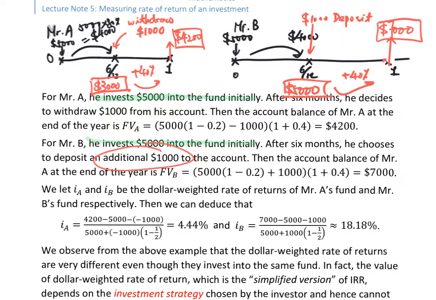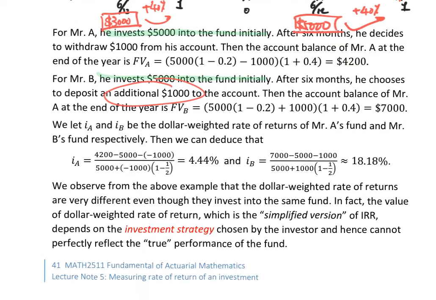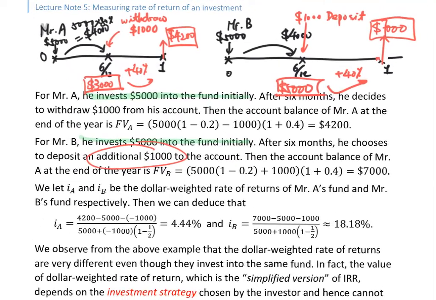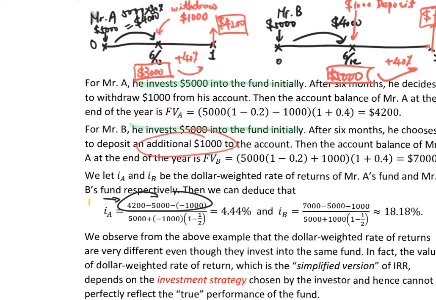Now if you do the calculation using the definition, you'll find that for A the rate of return is 4.44%. To get this number, you compute the total amount of interest earned and then divide it by the total amount of the deposit, which is weighted.